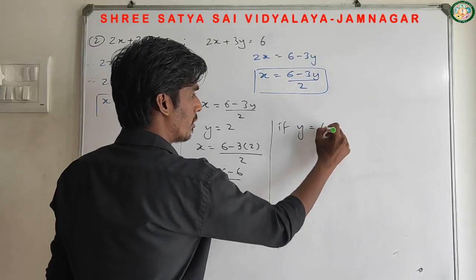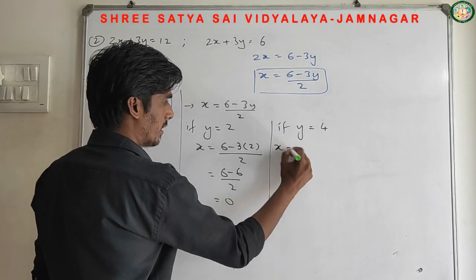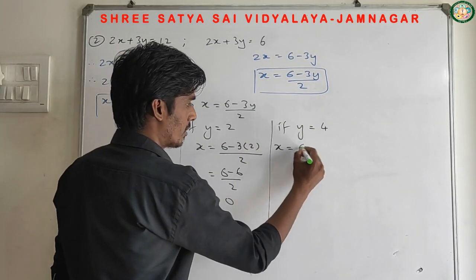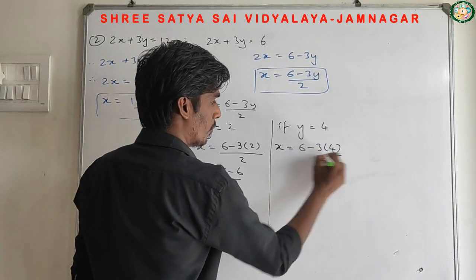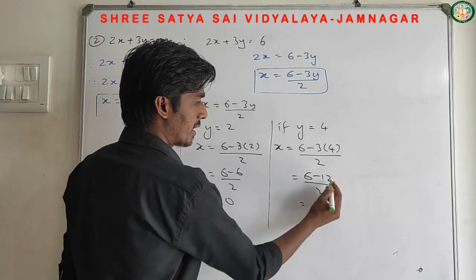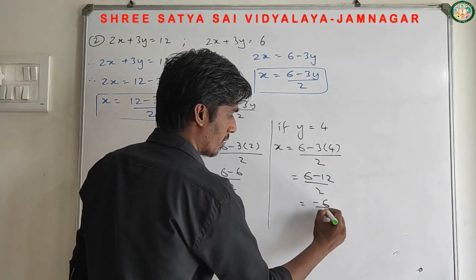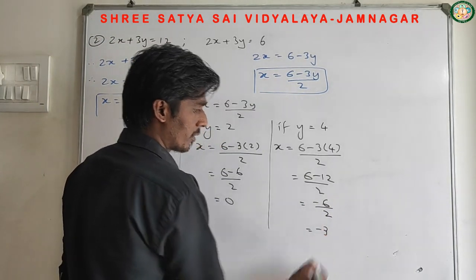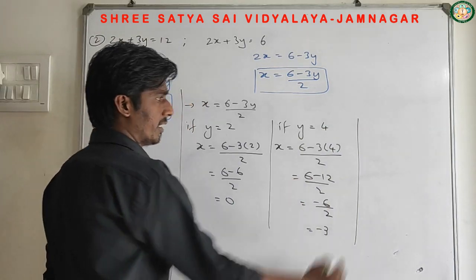If y equals 4, then x equals to, where y is, what will come in its place? 4. So 6 minus 3 into 4 upon 2. So 6 minus 12 upon 2. 6 minus 12 is what? Minus 6 upon 2. So 6 by 2 is what? Minus 3. Then one more condition.